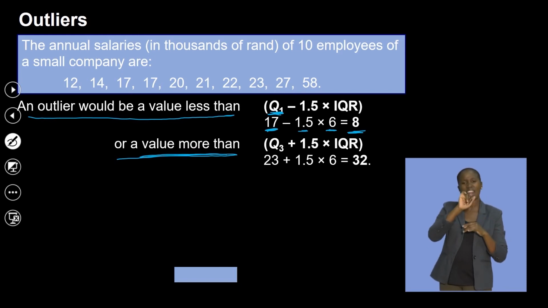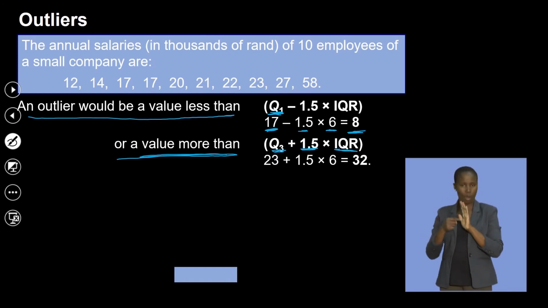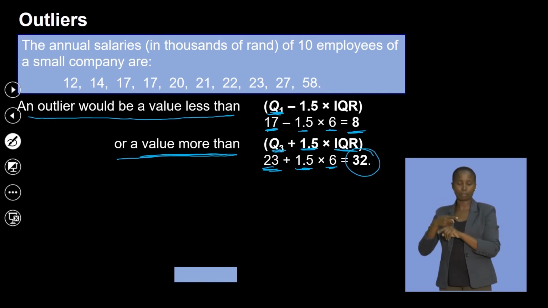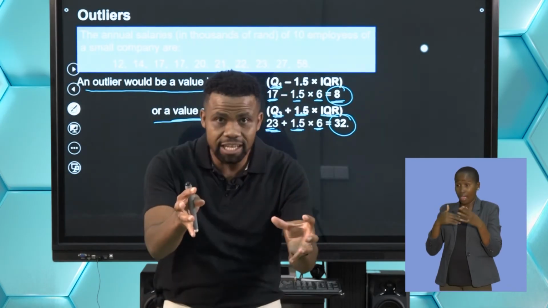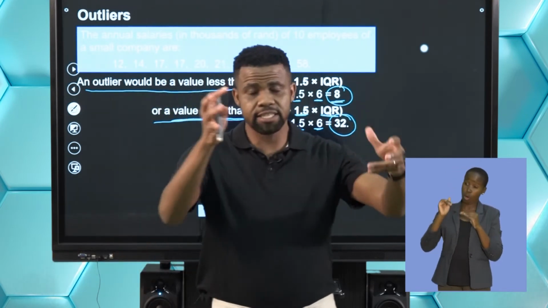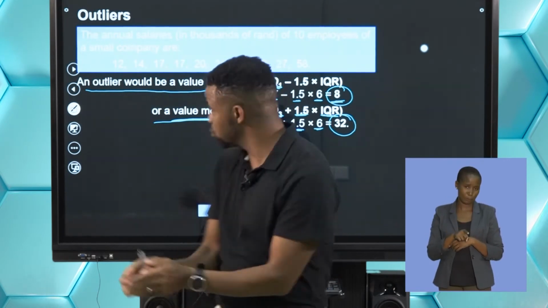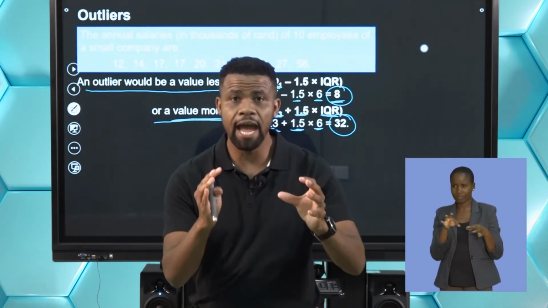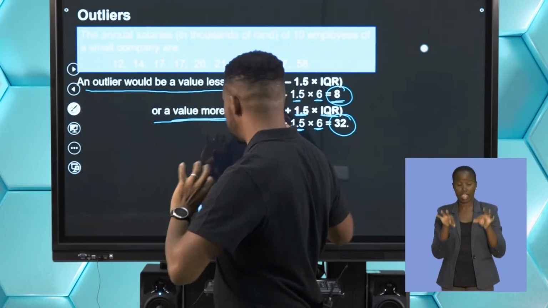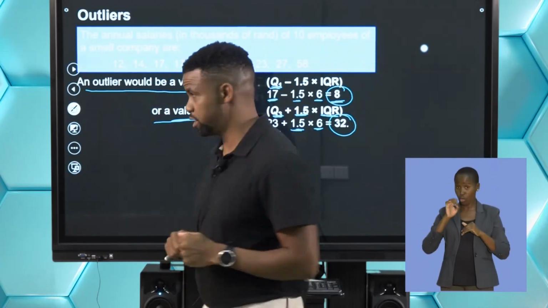What is that value? Q3 plus 1.5 times the interquartile range. What is Q3? The upper quartile was 23 plus 1.5 times the interquartile range, which is 32. So a value larger than 32 or a value less than 8 from the given data is an outlier. From our data, do we have a value less than 8 or a value larger than 32? Do we have one? Let's see.